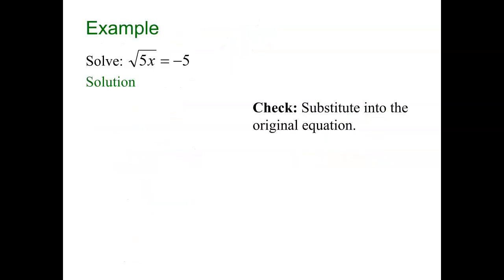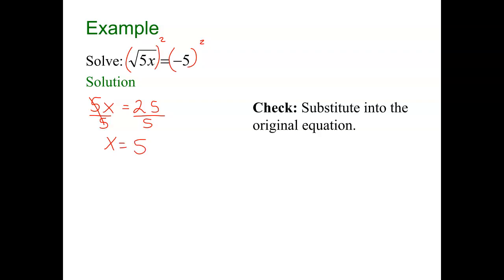Alright. Step 1. Is it isolated? Yes. Then we're good. Step 2. Square it. What is the square of the square root of 5x? 5x. What is the square of negative 5? Positive 25. Negative 5 times 10, you're not adding. Subtract. What does x equal?